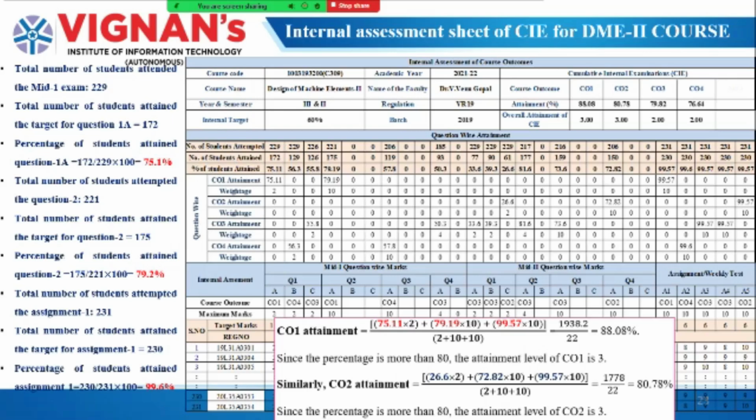So as per our attainment levels, this is more than 80. So the value will be 3. For CO1, the attainment level will be 3. Similarly, for CO2 attainment also we can see here.